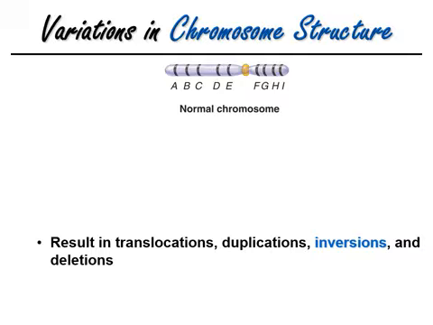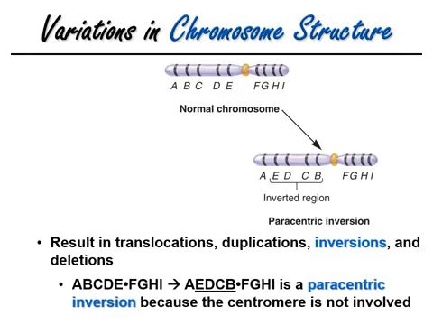All right, let's talk about inversions. So here's our normal chromosome, A, B, C, D, E, F, G, H, I. And there are different types of inversions. Inversions that do not involve the centromere are called paracentric inversions. And so you can see that here, right?